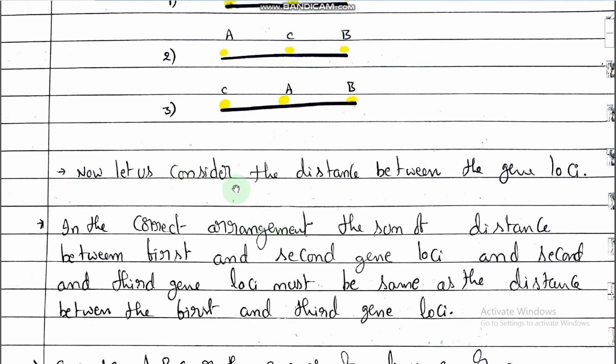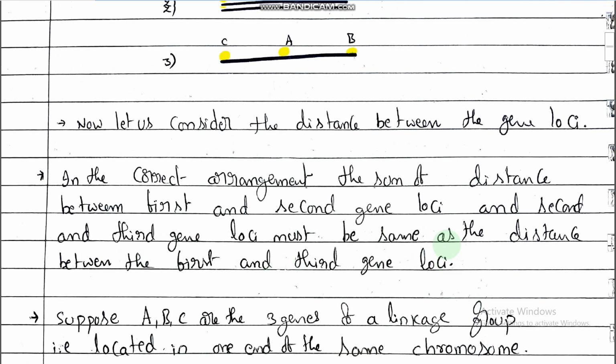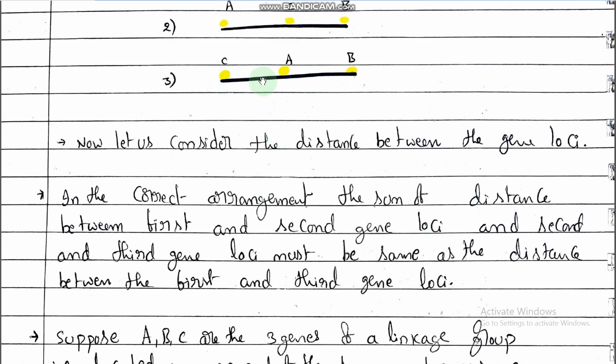Okay, now let us consider the distance between the gene loci. What is locus? Where the genes are located on the chromosome, that is called a locus. In the correct arrangement, the sum of the distance between the first and second gene loci and the second and third gene loci must be the same as the distance between the first and third gene loci. Suppose the third scenario, take it. In the third scenario, the distance between C and A and the distance between A and B is equal to the distance between C and B, right? CA plus AB is equal to CB.